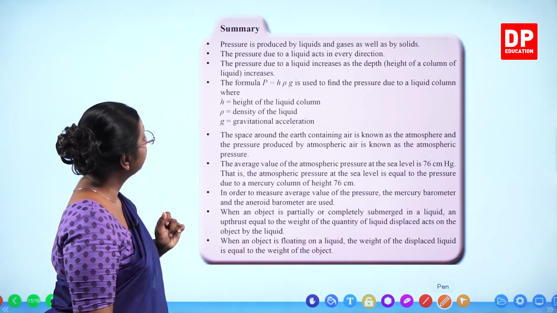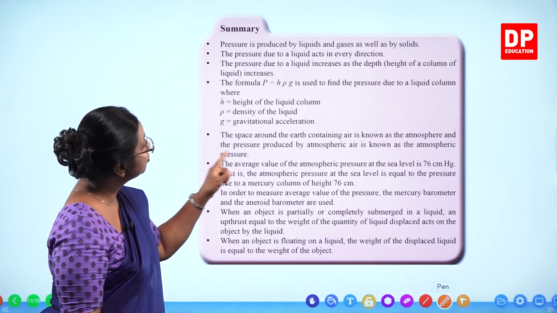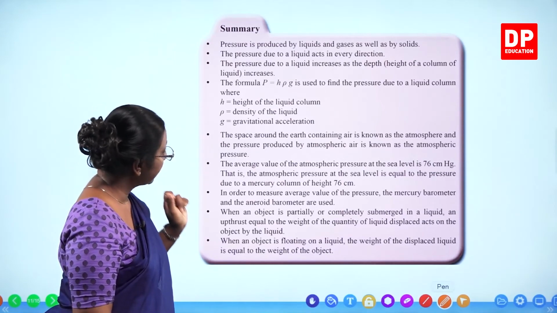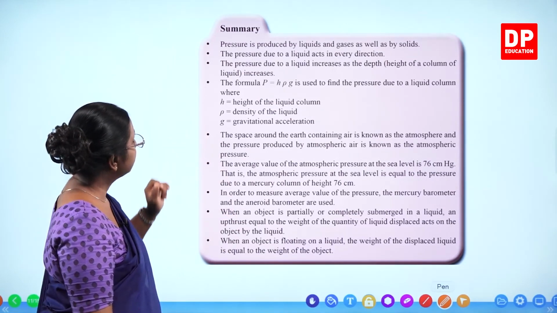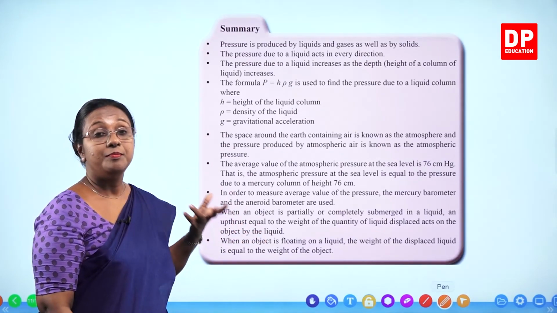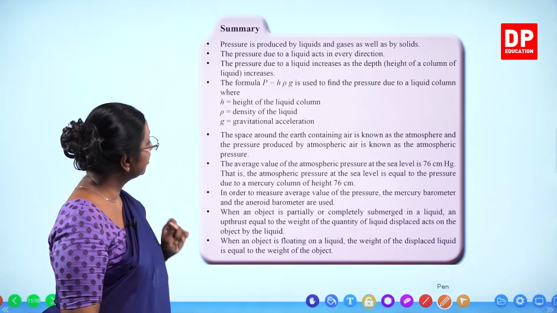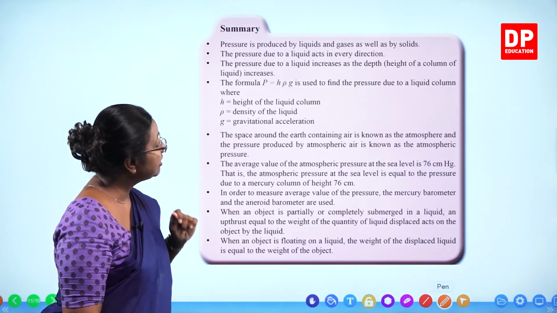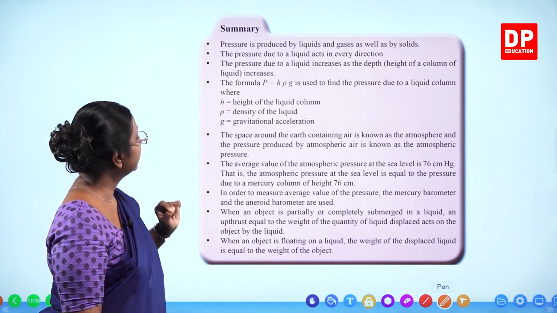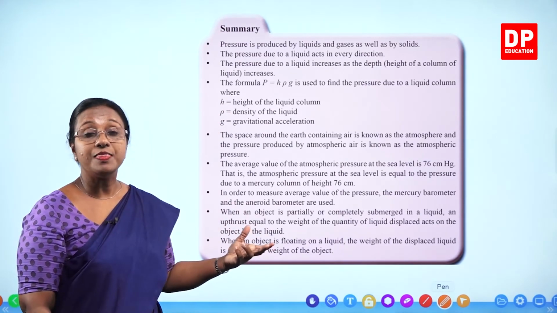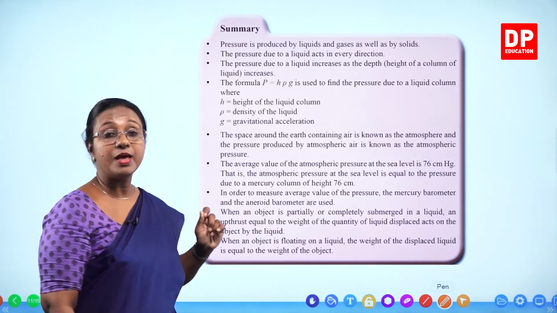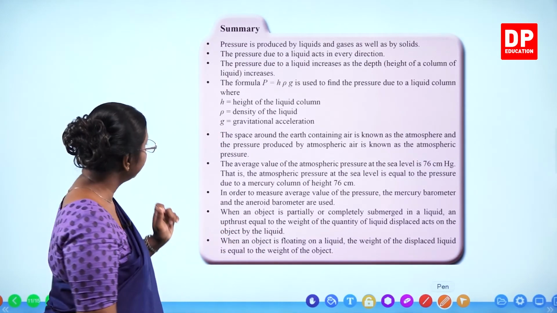Then the formula P = hρg is used to find the pressure due to a liquid column, where h is the height of the liquid column, ρ (rho) is the density of the liquid, and g is gravitational acceleration, which you all know. So rho here is the density. Depending on the liquid, the pressure exerted varies. And depending on the height also, the pressure exerted varies.